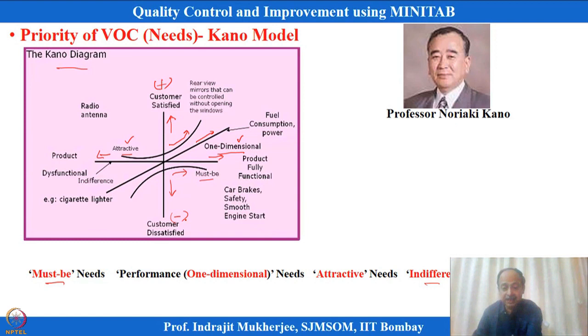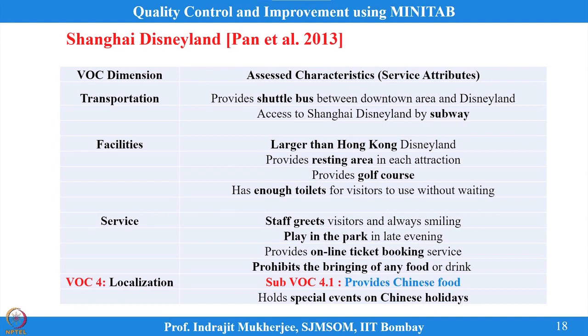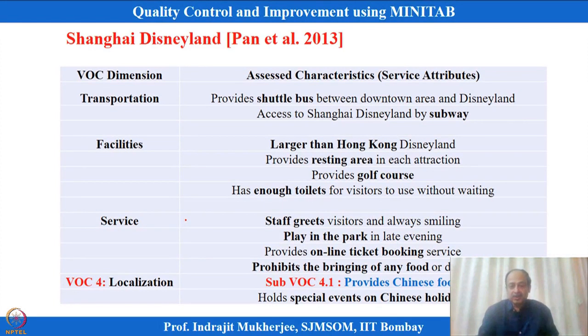This is the Kano model, which was given by Noriaki Kano. We will take a simple example to understand how this prioritization happens. I have taken it from an article by Pan and co-authors in 2013, on Shanghai Disneyland, to understand how they prioritized the needs using the Kano model. There are various dimensions of the voice of the customer: one is related to transportation, one to facilities, one to service, another to localization, that means where it is.